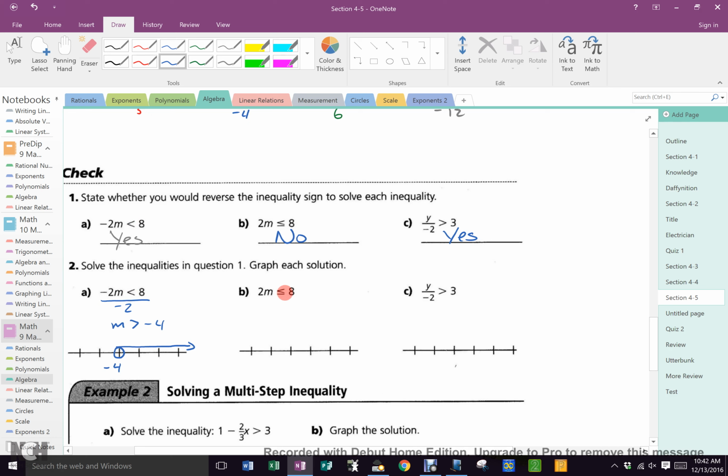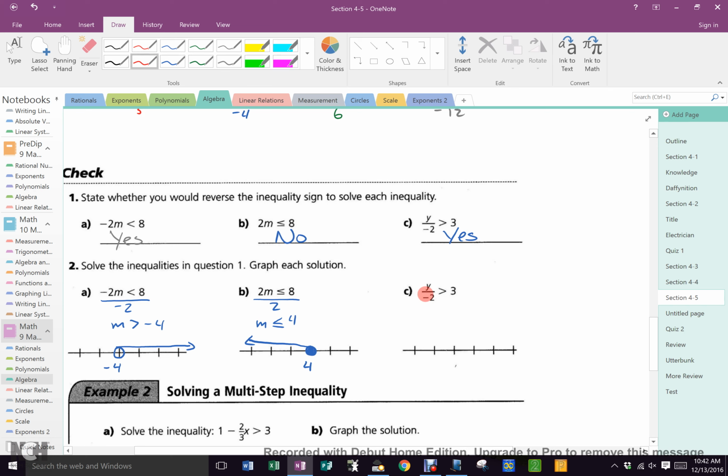What do I need to do here? Exact same question. Ethan. By what? A +2. So I get m and 4. Was this negative? So does the sign change? Nope. So I do the exact same thing. Close circle. 4. Follow the arrow because letters first. And finally over here, the hardest one.